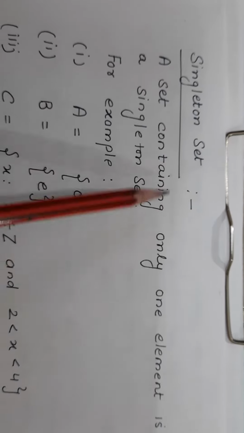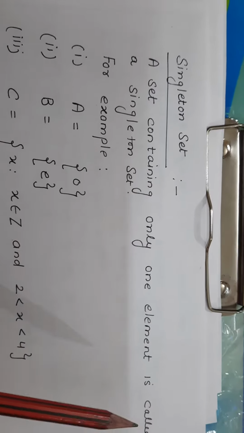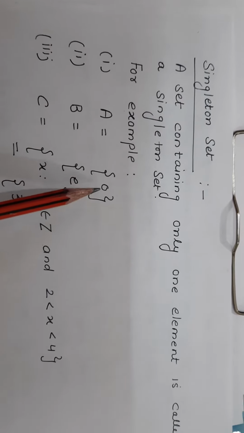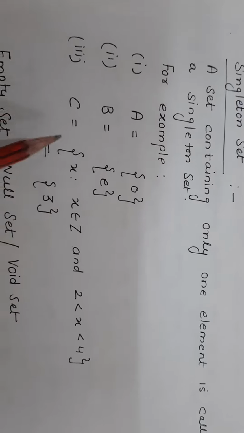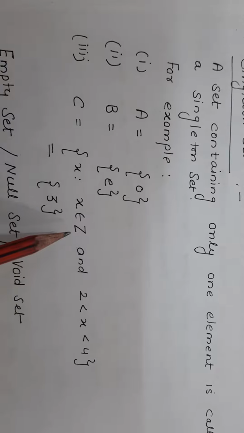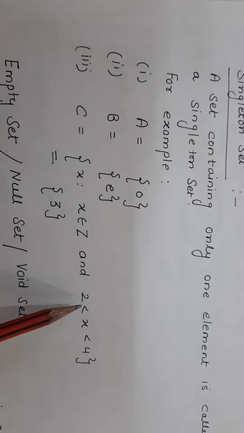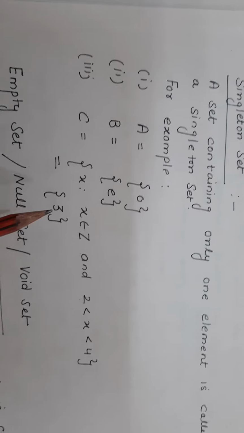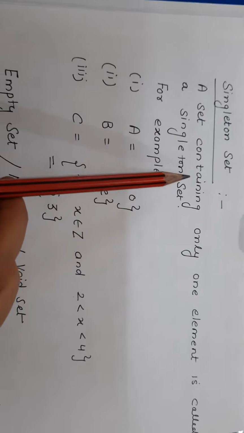Next is the singleton set. A set having one element, or a set which contains only one element, is known as a singleton set. Some examples: I have written the set A, as it contains only one element, which is 0. Set B also contains one element, E. Now set C, the set of those x where x belongs to integers and x is greater than 2 and less than 4. There is only one integer, which is 3. That means again this set contains only one element, so this is also an example of a singleton set.